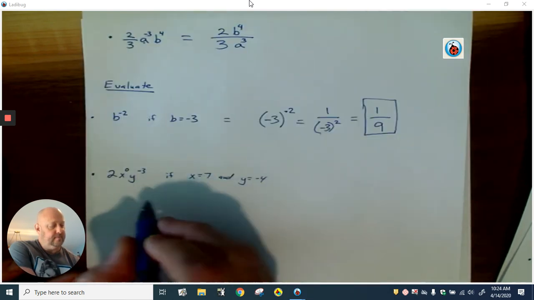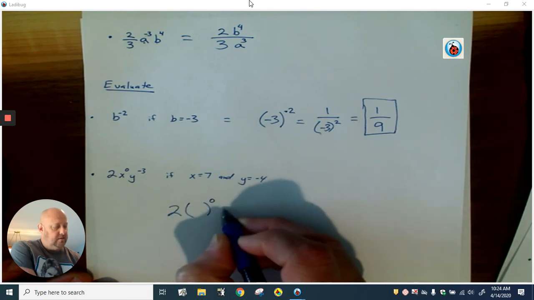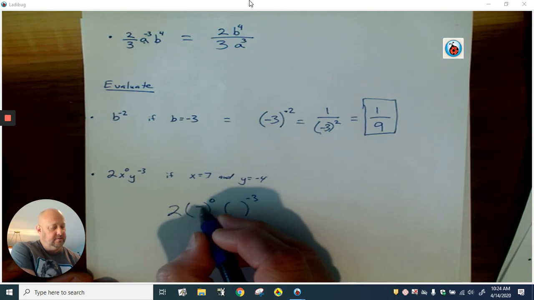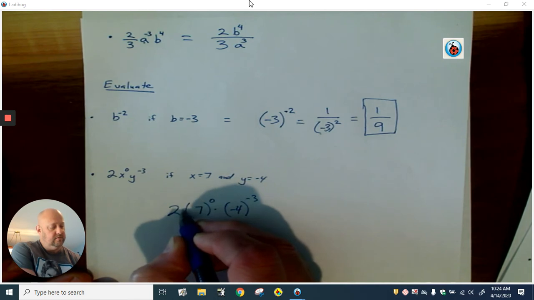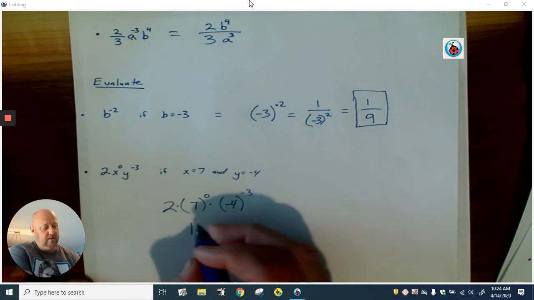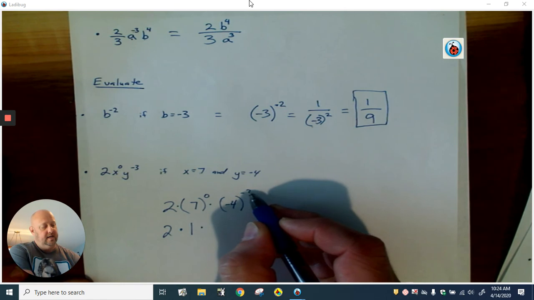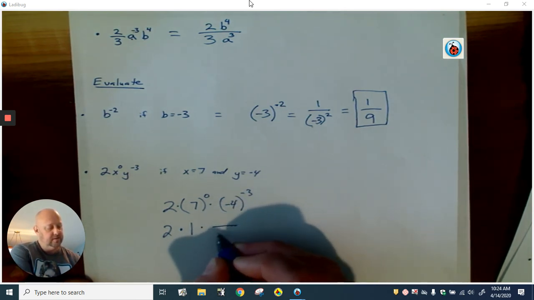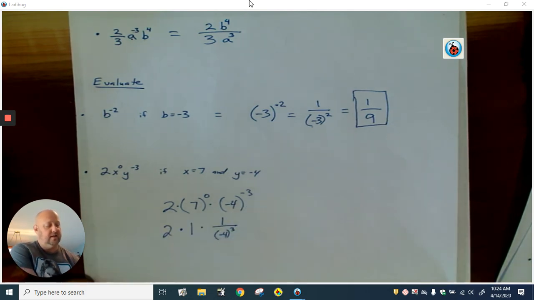So this one, I would just rewrite it as 2 times x to the 0 power times y to the -3rd power. But instead of x, I'm going to plug in a 7. Instead of a y, I'm going to plug in a -4. Okay, so we have basically that. We know that anything to the 0 power is a 1. And then this one, the -3 means I have to take the reciprocal of this. So this becomes my -4's go to the bottom. I have 3 of them down there, and I end up with a 1.